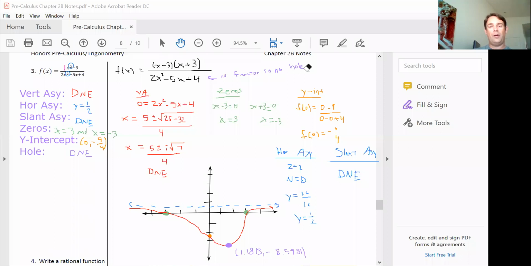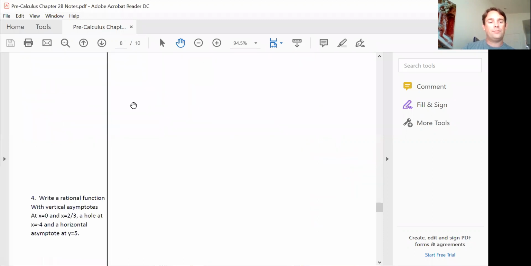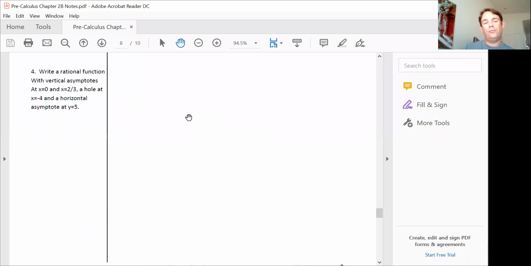All righty, friends. We're about to wrap up this whole thing here. We're just going to play a little bit more with this idea of asymptotes, zeros, intercepts. Okay, we'll go ahead and get rid of this here. Write a rational function with vertical asymptotes at x equals 0, and so on. All right, friends, why don't you pause the video, see what you can do. Take a guess at this, and then we'll talk about it.